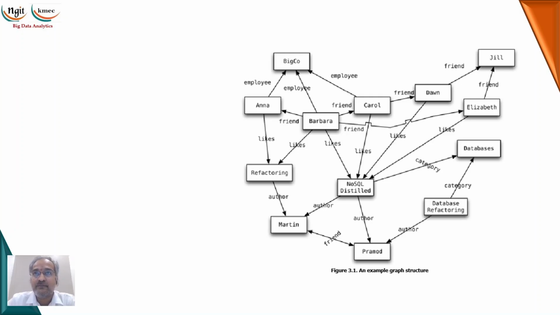So you can see here NoSQL Distilled. It has a relationship with Pramod as the author, meaning that Pramod is the author of NoSQL Distilled, and Database Refactoring is also related to Pramod. He is also the author. And Martin has a relation with Pramod; he is the friend of Pramod. And like this, you can represent very big relationships with simple connections and simple relations.